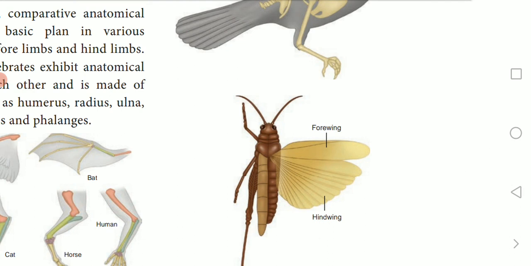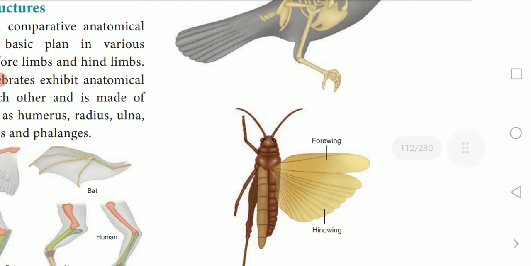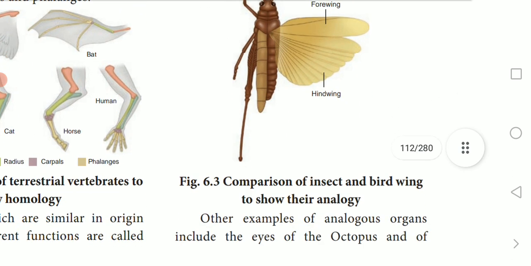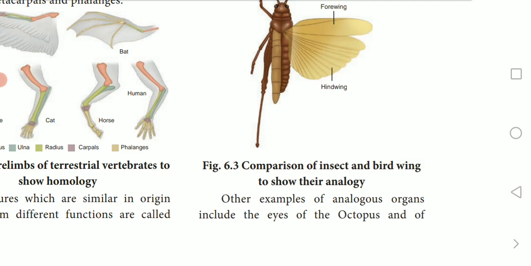Mark it: two marks, important, three marks also. Both in birds as well as insects, the wings are different in structure, but their function is similar. That is what we call convergent evolution. Whereas in divergent evolution, the structures are the same. The bones of animals are the same, but their functions are different. But in convergent evolution, the wing structures of birds and insects are different, but their function is the same. So that's what they say here: analogous structures show convergent evolution.